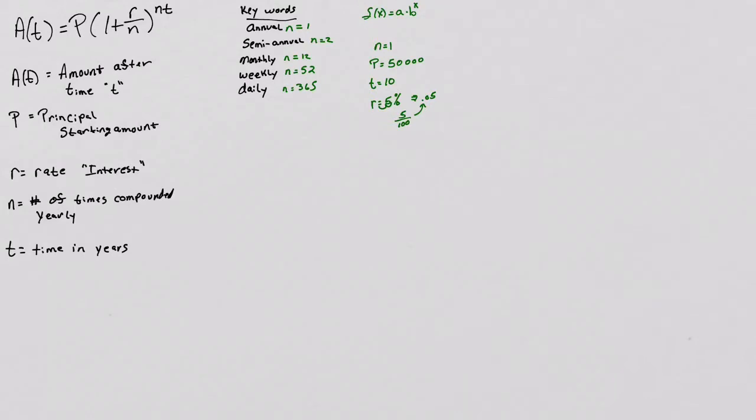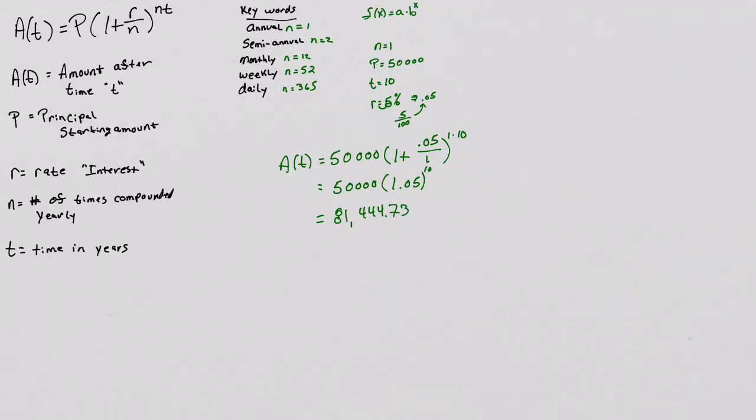From here, we just plug it into our equation. This becomes nothing more than plug and chug. We are going to get A of t equals 50,000 times 1 plus my r, which is 0.05, divided by 1, to the power of 1 times 10. We'll clean this up a little bit. We get 50,000 times 1.05, once we do all the arithmetic inside the parentheses, to the power of 10, and of course 1 times 10 is just 10. When we do this, we are going to get $81,444.73.